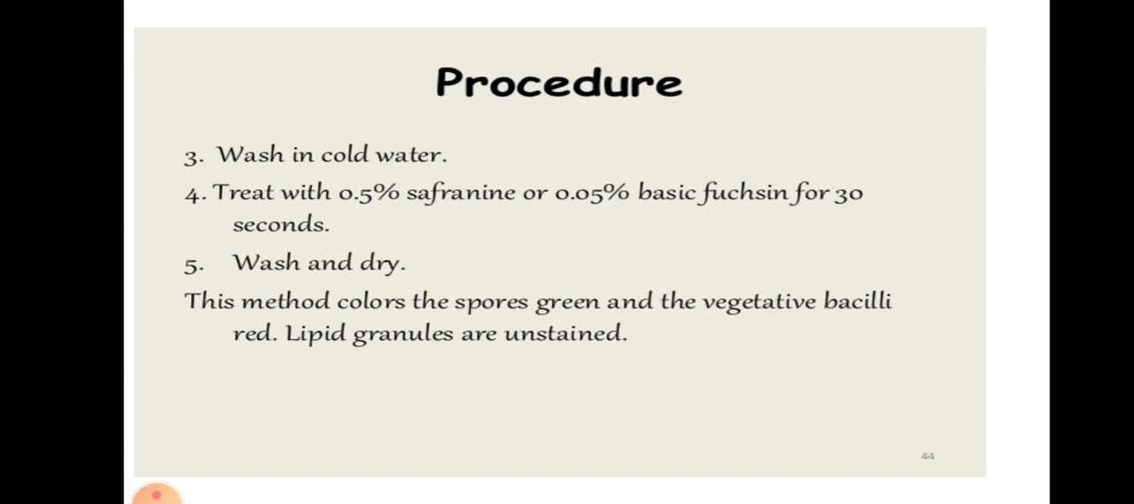Wash in cold water, treat with 0.5% safranin or 0.5% basic fuchsin for 30 seconds, wash and dry. This method colors the spores green due to malachite green, and the vegetative bacilli appear in red color due to safranin, whereas lipid granules remain unstained.